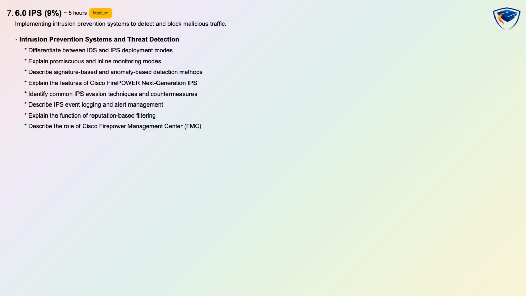You'll also learn about explaining the features of Cisco Firepower Next-Generation IPS, identifying common IPS evasion techniques and countermeasures, and describing IPS event logging and alert management. Additionally, this domain covers explaining the function of reputation-based filtering, and describing the role of Cisco Firepower Management Center, FMC.